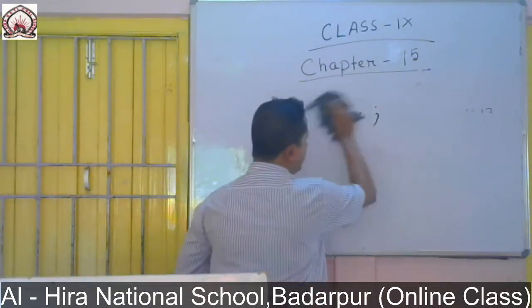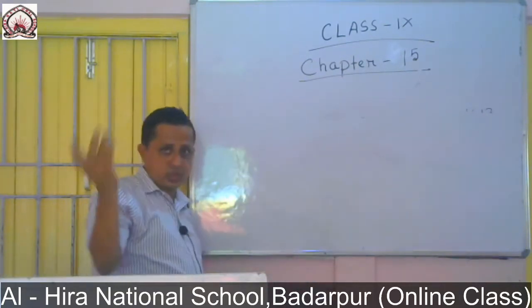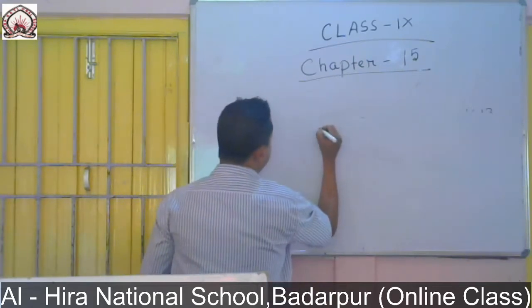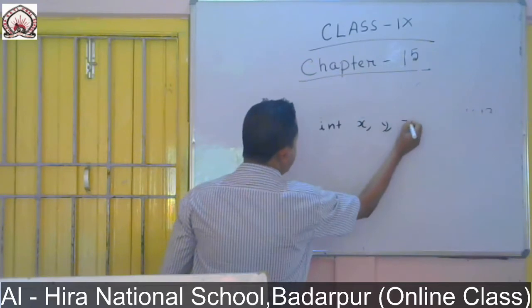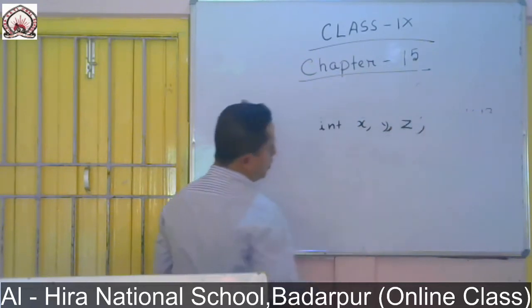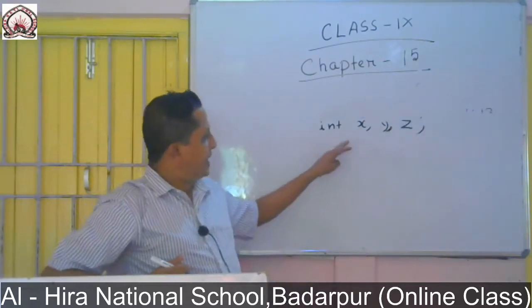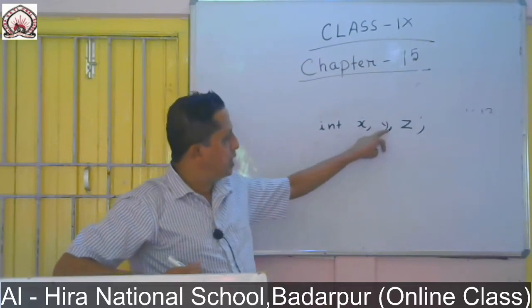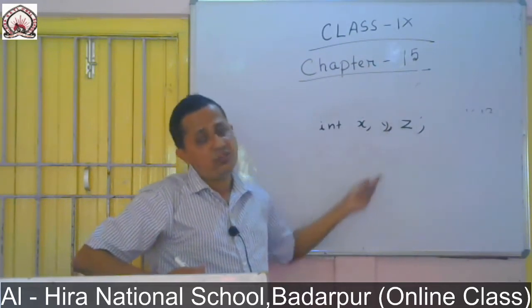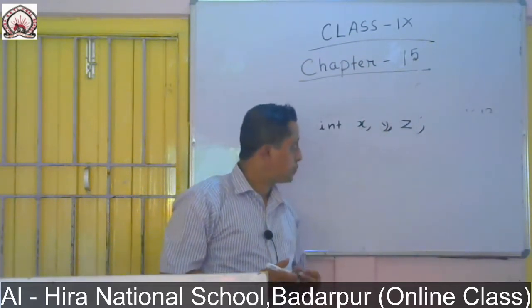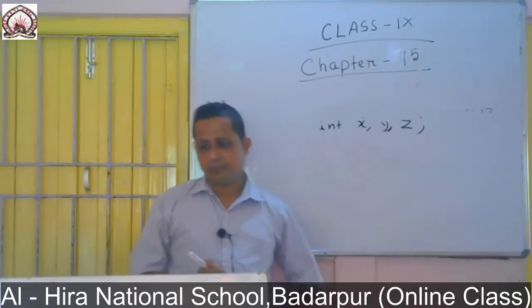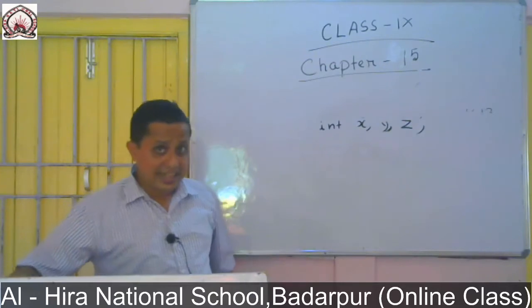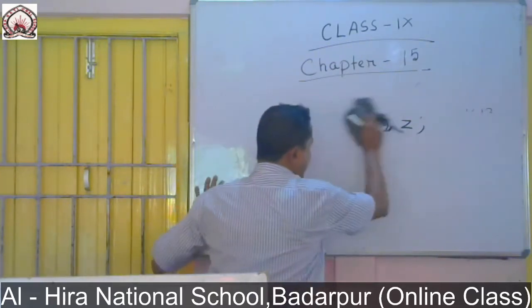Now if there is more than one variable of the same data type, you can represent it like this: int x, y, z. This is also valid because in a variable declaration we can have more than one variable. So this is known as variable declaration.